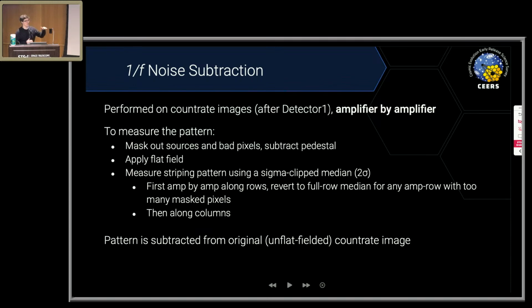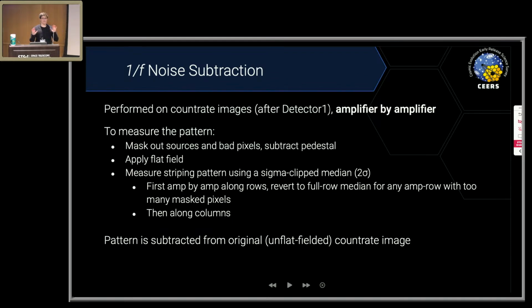We first fit it along rows, and we do that fit amp by amp. So we're fitting it in amp rows. That's what I'm going to call them. And anytime you have too many pixels that are masked in an amp row, you revert to using the median from the full row. Then we do it along columns.